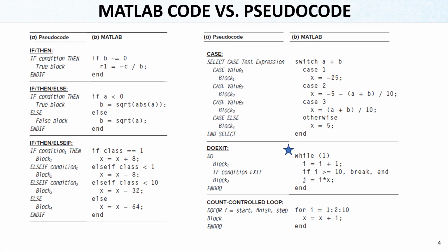And for the count control loop, it's do for and end do in pseudocode, and in MATLAB it's just for and end. It runs for certain counts, from 1 to 10, for example, with increments of 2, calculates this, and finishes the code. With these simple cases, you can see we can simply use MATLAB coding from pseudocode. If we know the pseudocode, it's very straightforward to switch to MATLAB code.